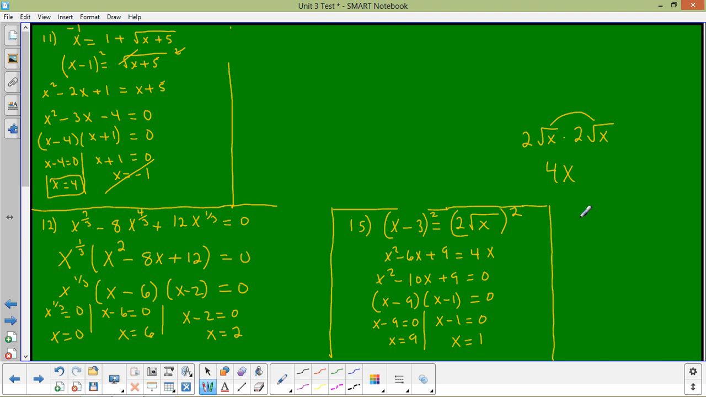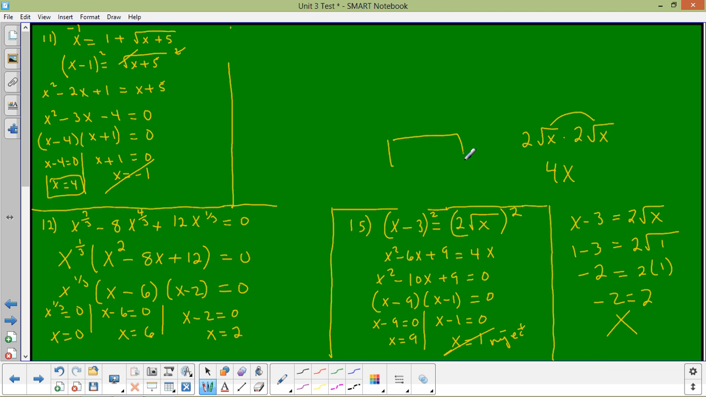In the original expression, which was this, the 1 is not going to check. The 1 is not going to work because 1 minus 3 is negative 2. And does that equal 2 times the square root of 1? Square root of 1 is 1. 2 times 1 is 2. Does negative 2 equal 2? No. So the 1 gets rejected. Number 15, the only answer was 9.